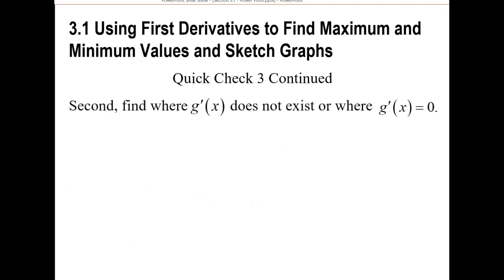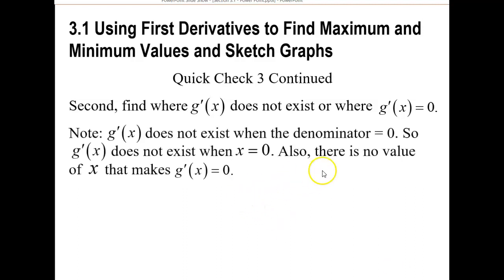Second, find where it either doesn't exist or equals 0. So g prime does not exist when the denominator equals 0, so g prime won't exist at 0. And then there's no value that makes it equal 0. So the denominator is where the variable was located, so that's where this comes from. So there's a critical value at x equals 0.